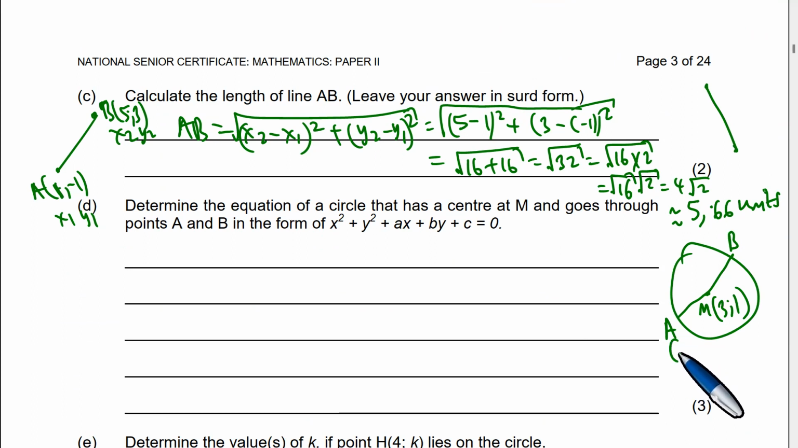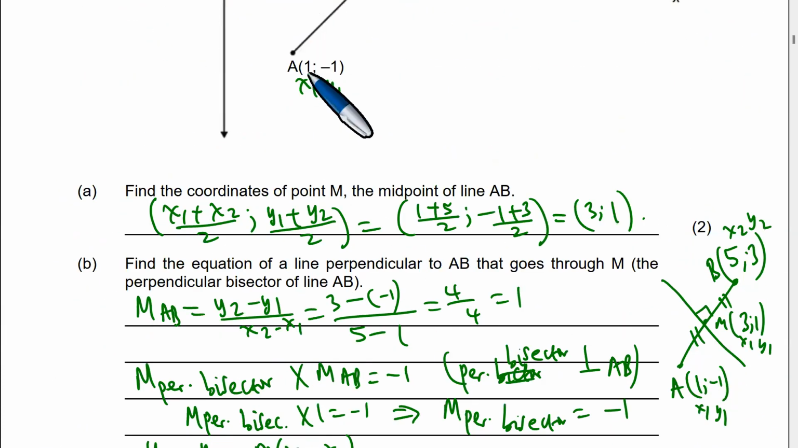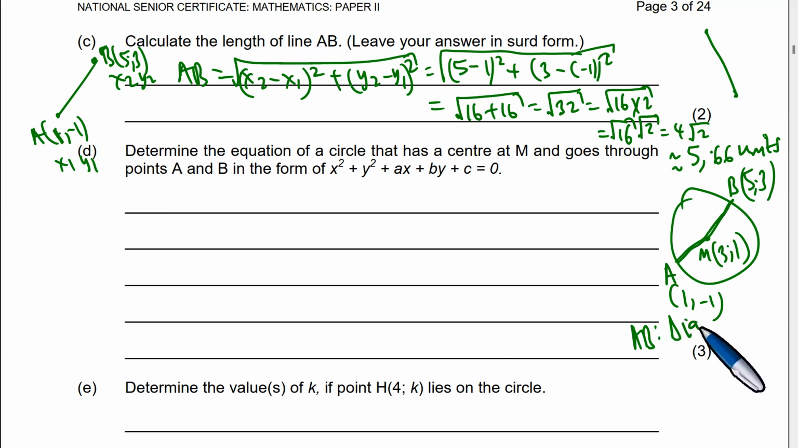So A has the coordinates 1 and -1. The coordinates of B are what? 5 and 3. We have them here, 5 and 3. So now, okay, what do we call the line AB that passes through the center of the circle? The line AB is called a diameter.